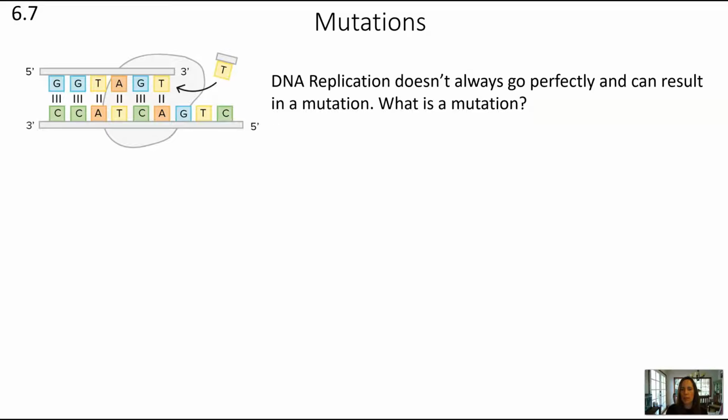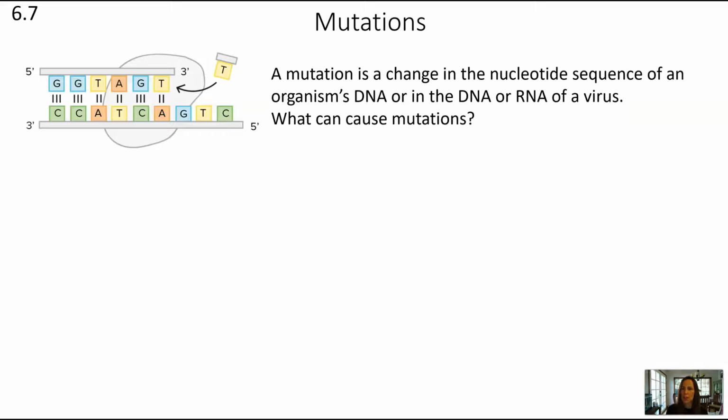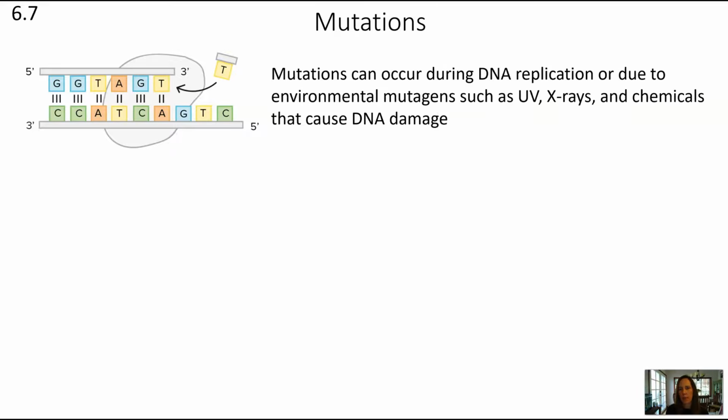What is a mutation? A mutation is a change in the nucleotide sequence of an organism's DNA or in the DNA or RNA of a virus. What can cause these mutations? Mutations can occur naturally during DNA replication, and they can also be due to environmental mutagens, and those include UV light, X-rays, and various chemicals that can cause DNA damage.